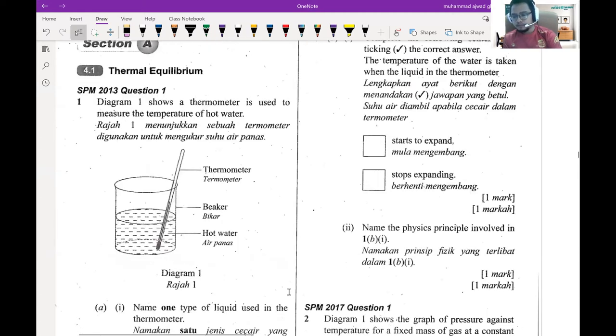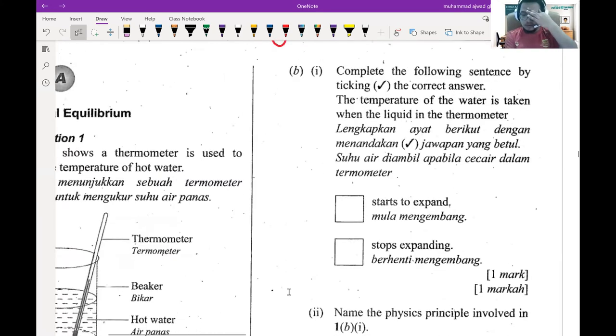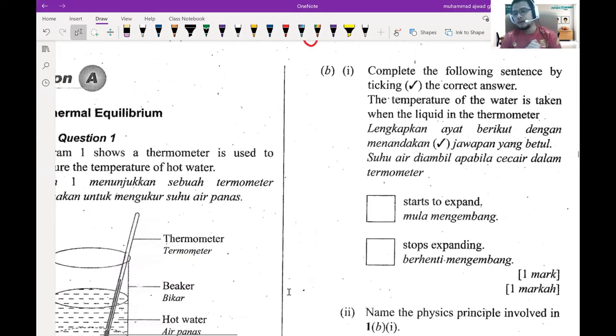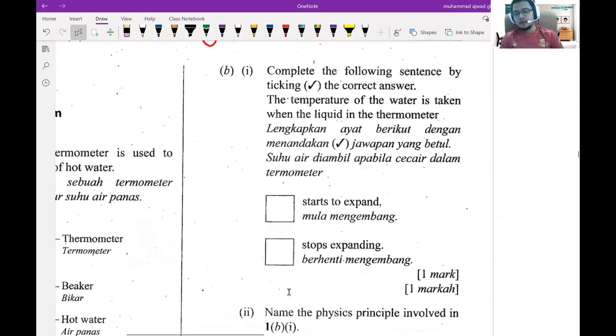Next one. Ni soalan nombor 1 eh. Dia tulis kat situ. Thermal equilibrium, soalan nombor 1. Soalan nombor 1 markah dia sikit je, 4 markah. So complete the following sentence. The temperature of water is taken when the liquid in the thermometer is stop expanding.